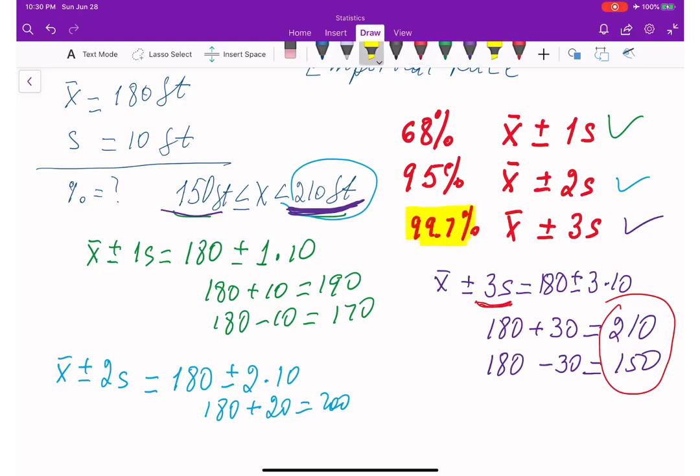So from here, x bar plus or minus 3s is 99.7%. So we can draw the conclusion that 99.7% of white pines are between 150 and 210 feet.